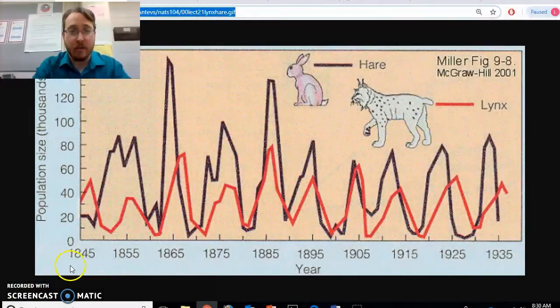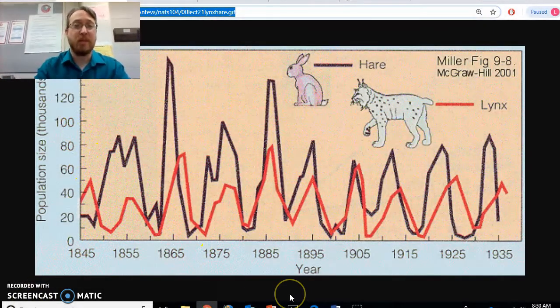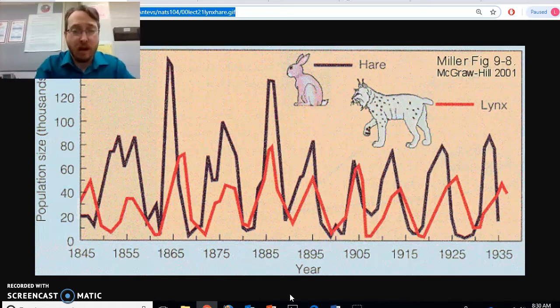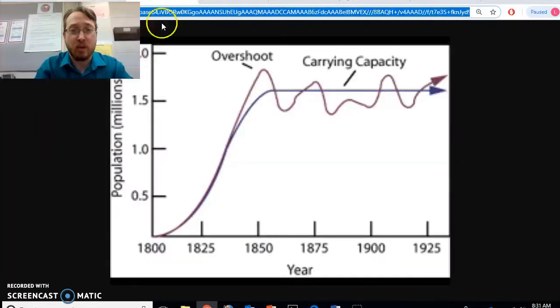Hello, General Biology. This is our population dynamics video, so let's begin. Population dynamics means changes in populations. We can see here two different populations being graphed together, the hare and the lynx. There are changes going on over the years in the hare population and the lynx population. We're going to talk more about what contributes to those changes.